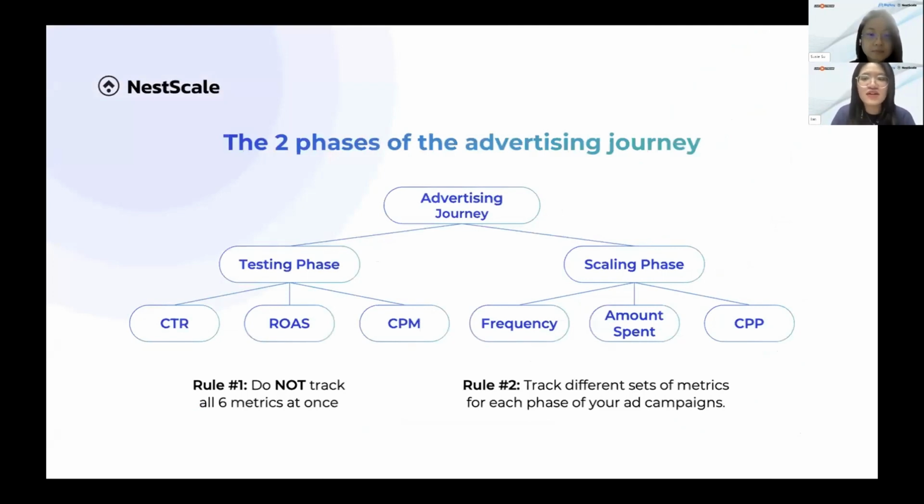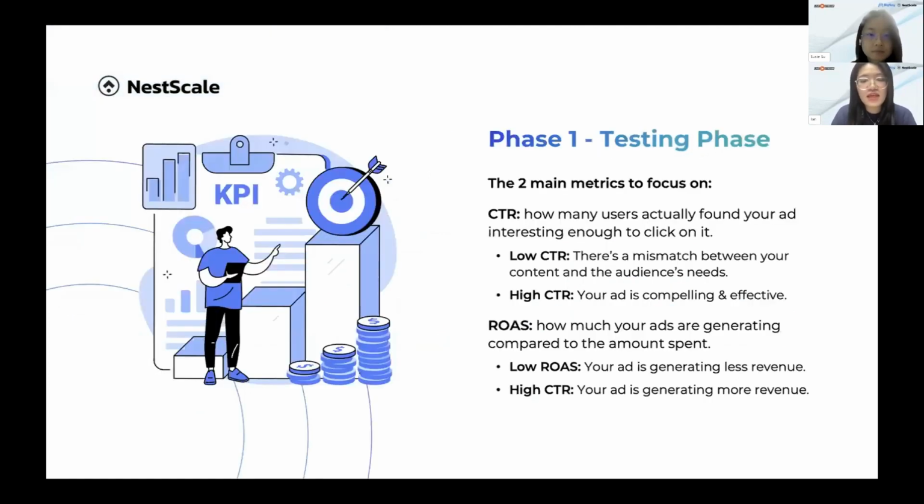This doesn't mean that you should track all of these 6 metrics at once, though. You have to focus on different sets of metrics for different phases of your ad campaign. Usually what I would do is I'll divide my advertising journey into 2 phases, the testing phase to identify winning ads and the scaling phase to maximize the results.